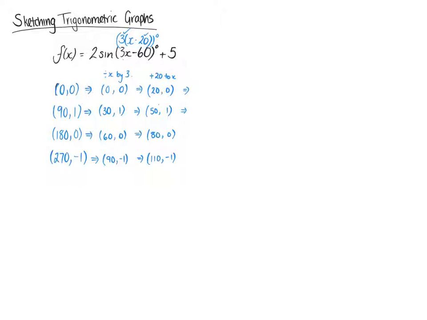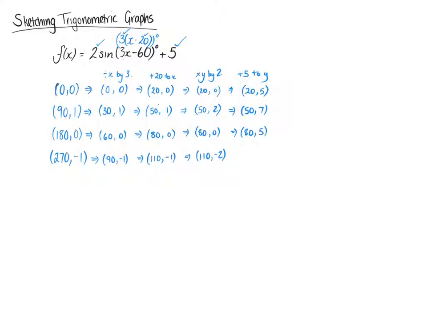Okay, so then it's still following BODMAS, multiply next. So we multiply the y by 2. So we're going to get 20, 0. We've got 50, 2. We've got 80, 0. And we've got 110 and minus 2. And then we do this bit where we add 5 to the y. So we get 20 and 5. We've got 50 and we have 7. We've got 80 and 5. And we're going to have 110. And we will have 3. Okay, so we've done all the steps we need to do.